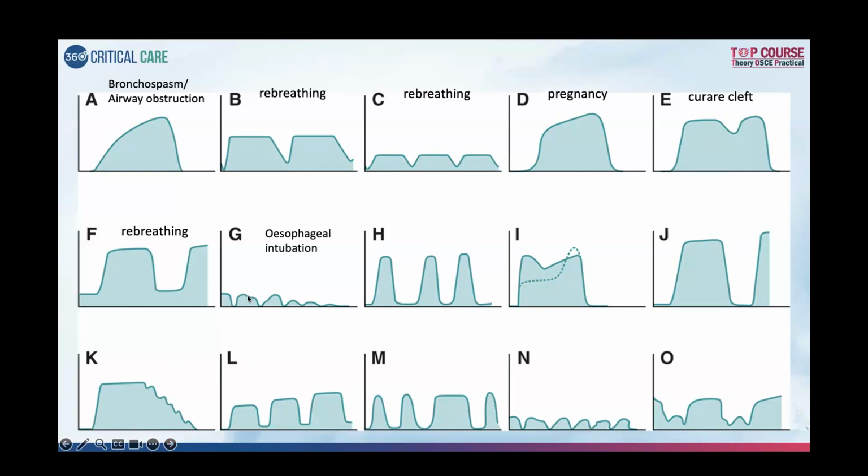G is esophageal intubation, where you'll have some CO2 to start with, but with subsequent breaths, it will drop down to 0. H is spontaneous breathing. You can see they're trying to breathe spontaneously, not with a greater amplitude, but similar to spontaneous breathing like that. I'm not sure where they got a lung transplant here. Forget about that. I cannot explain that EtCO2 from this graphic.